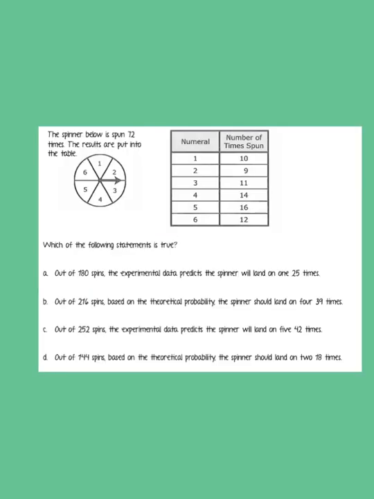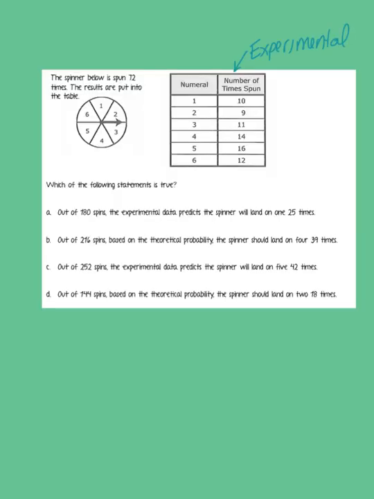Okay, I really wanted to talk about this one. So we have a spinner being spun 72 times and the results are put into the table. It looks like they spun a 1 10 times, they spun a 2 9 times, a 3 11 times, and so forth. Now that right there is our experimental data. So really quickly, I want to talk about the experimental versus theoretical probability of each one of these happening.